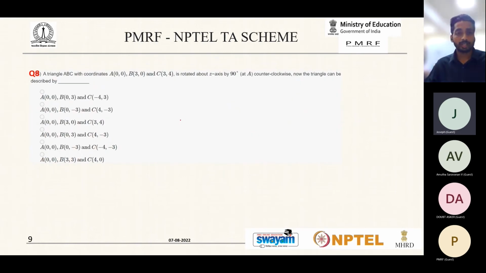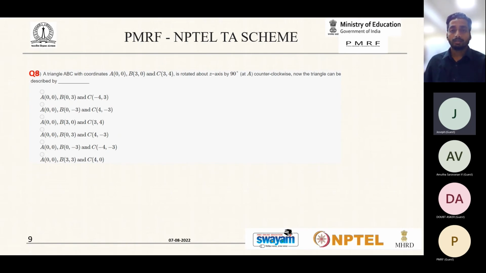Now moving on to the next question. Now we have a very good question. Triangle ABC with coordinates. The coordinates of this triangle are given, and it is rotated about the z-axis by 90 degrees.